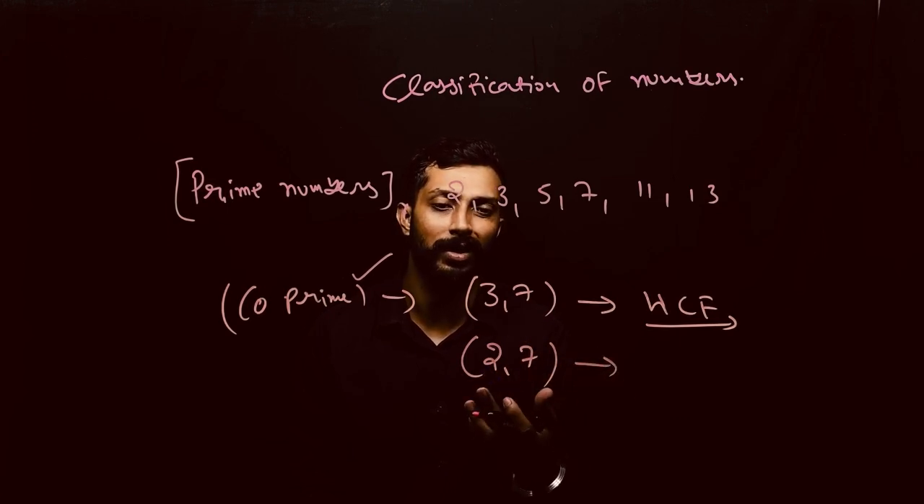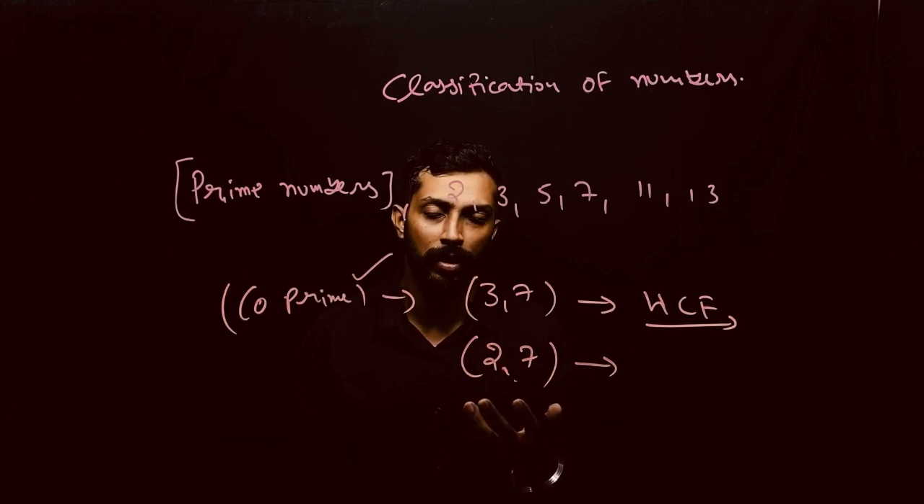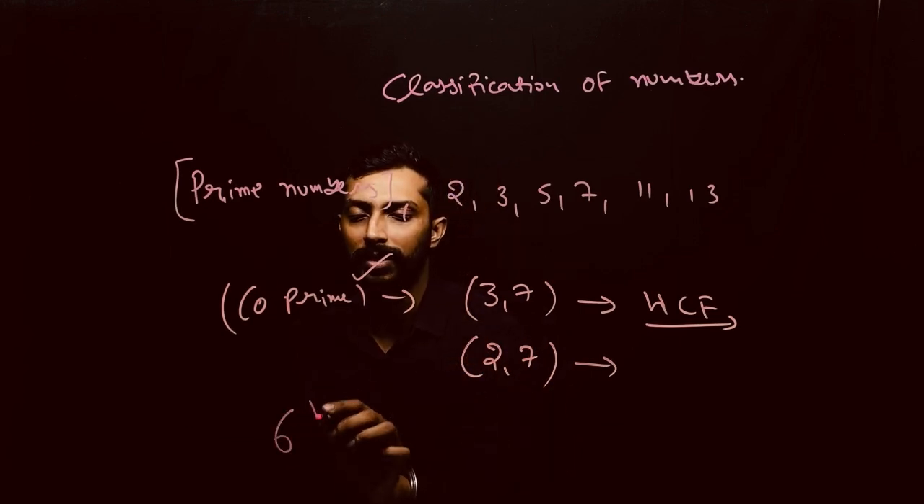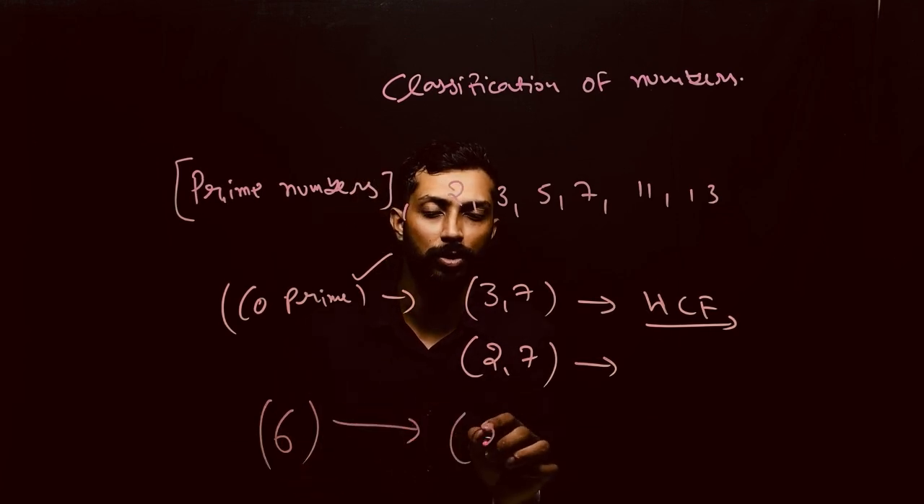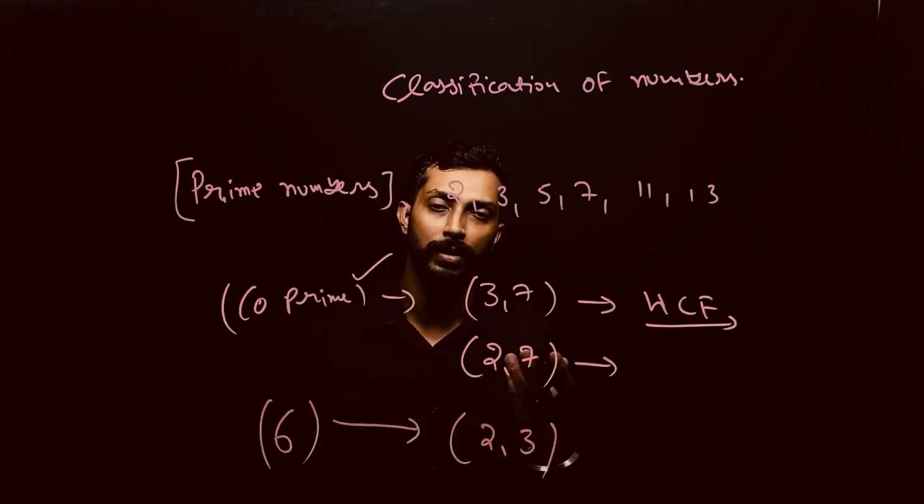Further, we will see how to apply co-primes while solving questions on the divisibility rule. For example, if I take the number 6, the factors of 6 are 2 and 3; these are the prime factors, and they are co-primes of 6.